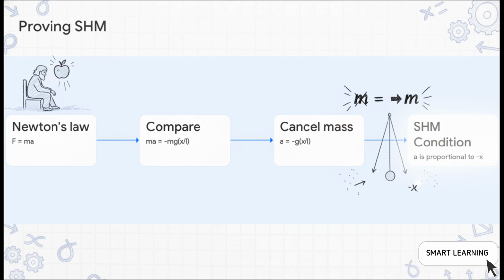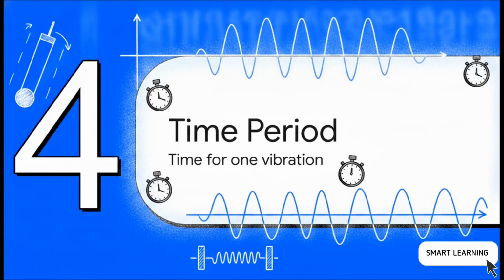The mass m is on both sides. That means it completely cancels out. We are left with acceleration a equals negative g times x over L. Now remember, gravity g is a constant, and the string length L is a constant. Therefore, the acceleration is directly proportional to the negative displacement, negative x. And friends, that right there is the exact, strict mathematical condition required for an object to be executing simple harmonic motion. Section 4 already, deriving the time period.